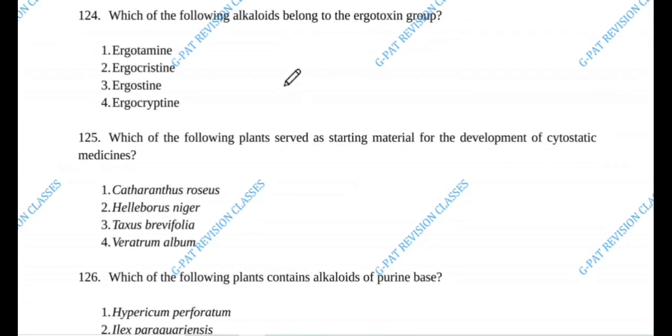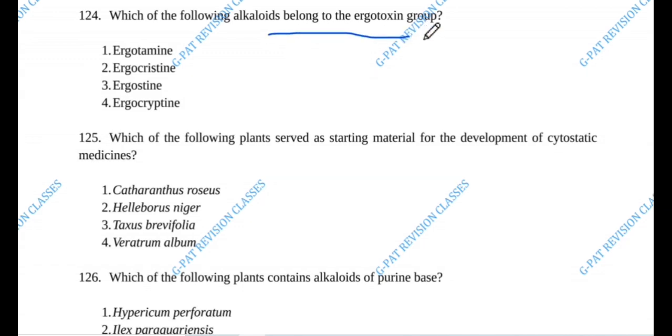Next is question number 124. Which of the following alkaloids belong to the aconitine group? The answer is 3, Agostin. The answer is 3.